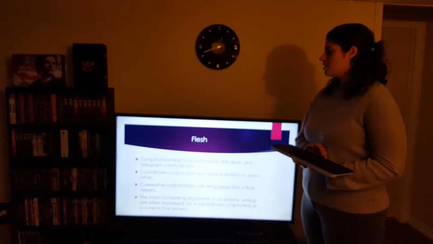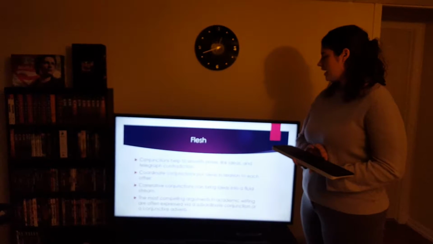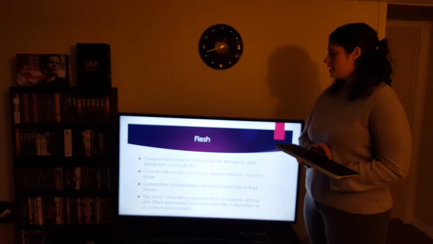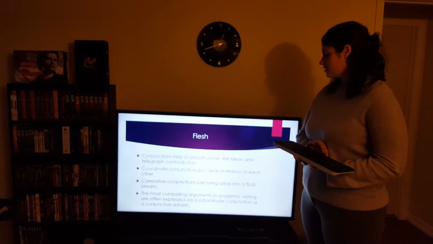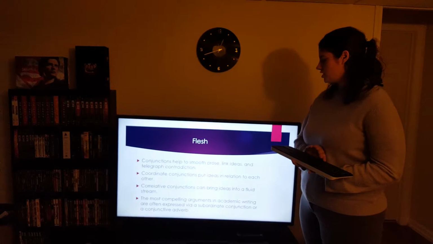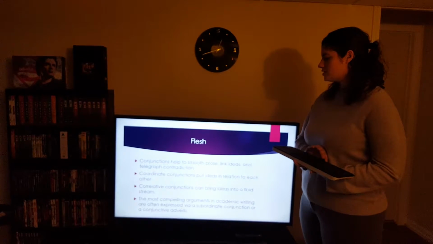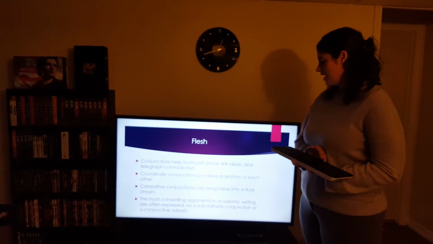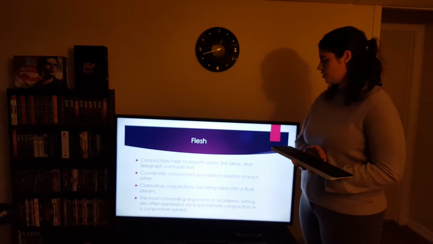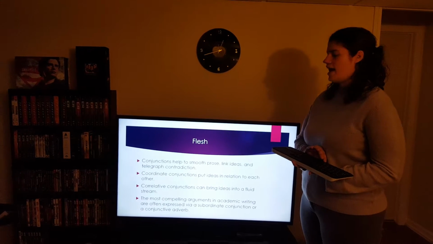Flesh. Conjunctions help to smooth prose, link ideas, and telegraph contradiction. Coordinate conjunctions put ideas in relation to each other. Correlative conjunctions can bring ideas into a fluid stream. The most compelling arguments in academic writing are often expressed via a subordinate conjunction or a conjunctive adverb.